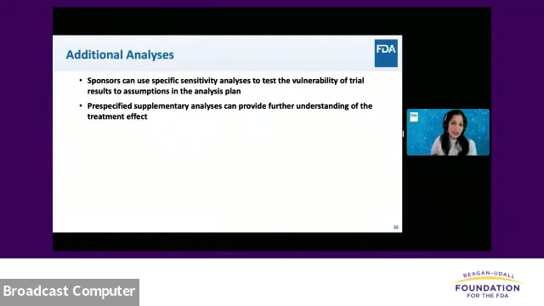Lastly, the statistical analysis plan may specify additional analyses that may help in the interpretation and understanding of an externally controlled trial. In particular, a very robust sensitivity analysis plan may be specified to test the vulnerability of trial results to assumptions in the analysis plan. And pre-specified supplementary analyses can provide further understanding of the treatment effect. Next slide, please.